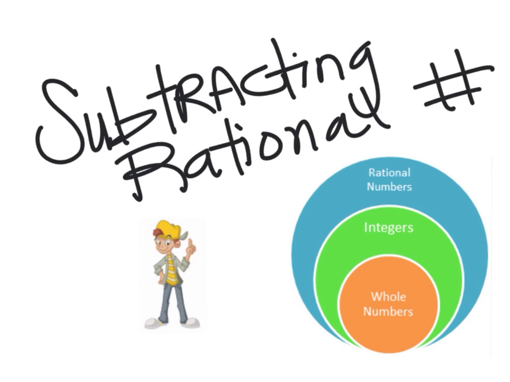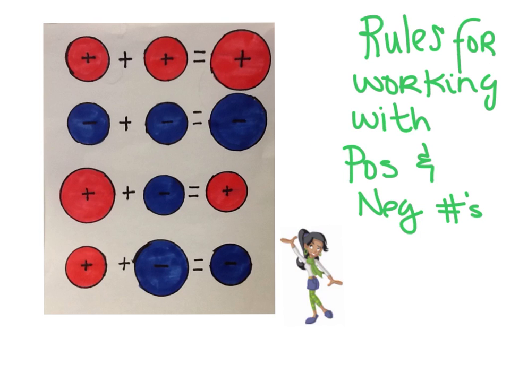Today we're going to work on subtracting rational numbers, and for our first lesson we are going to focus on integers only. We are going to look at subtracting positive and negative numbers. We already talked about rules for working with positive and negative numbers. So far we've already done addition.